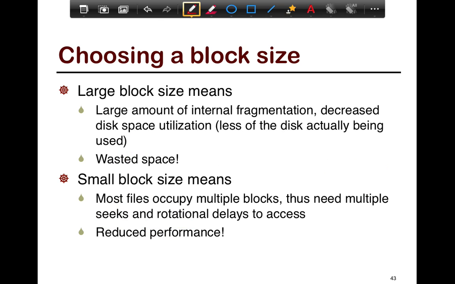An interesting issue that occurs with files is choosing a block size. A large block size means internal fragmentation could occur, decreased disk space utilization, and wasted space. A small block size means most files occupy multiple blocks, so you need multiple seeks and lookups on the disk to get to the data, and this results in reduced performance. So there is no one size fits all.